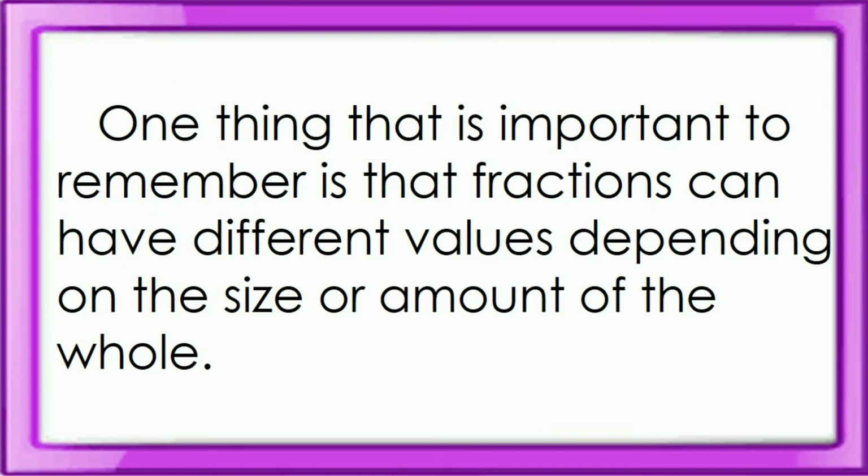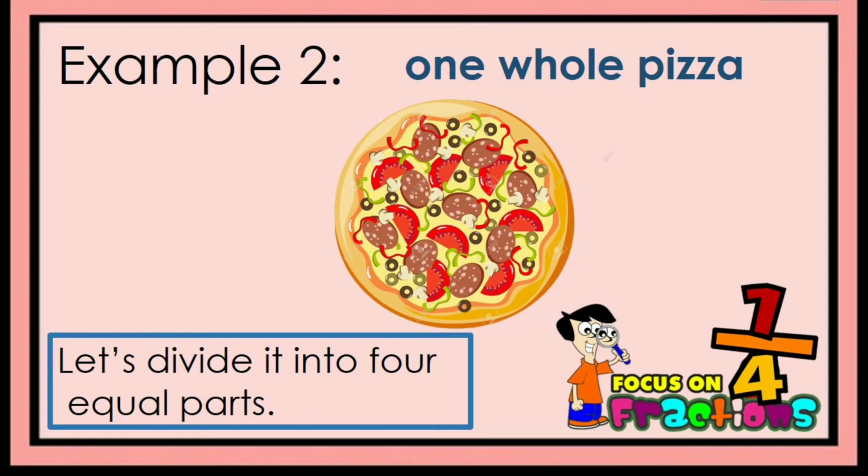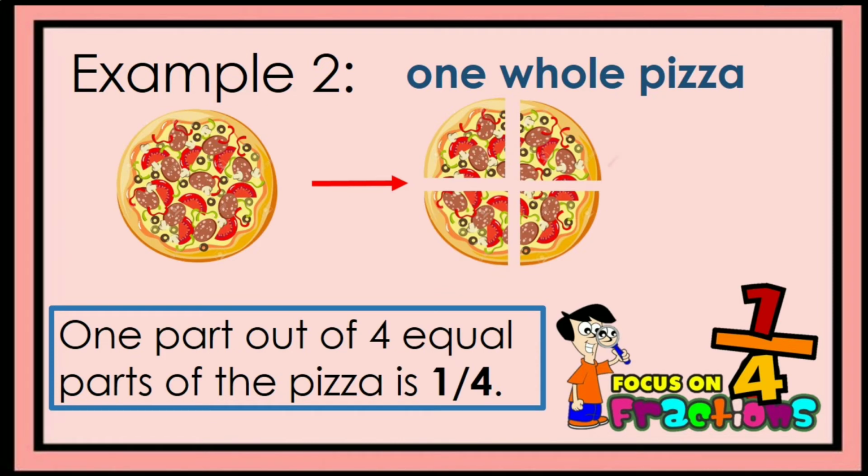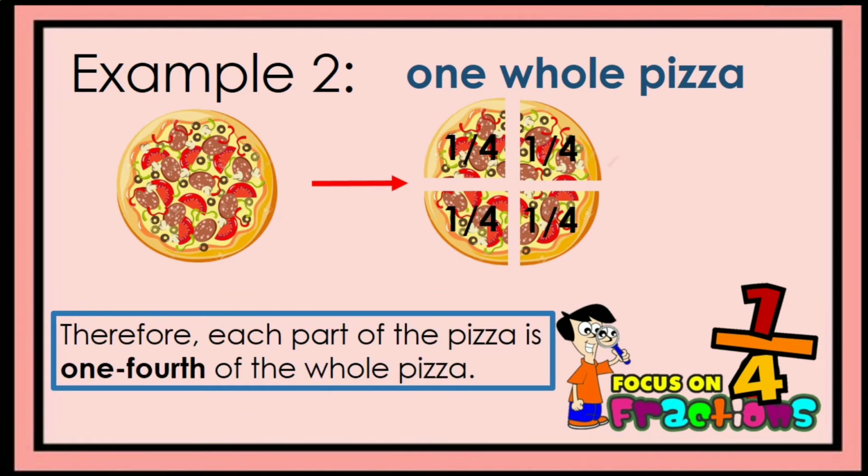One thing that is important to remember is that fractions can have different values depending on the size or amount of the whole. Let's have another example here. This is one whole pizza. If we are going to divide it into 4 equal parts, 1 part out of 4 equal parts of the pizza is 1/4. Therefore, each part of the pizza is 1/4 of the whole pizza. Do you understand what a fraction is, children?